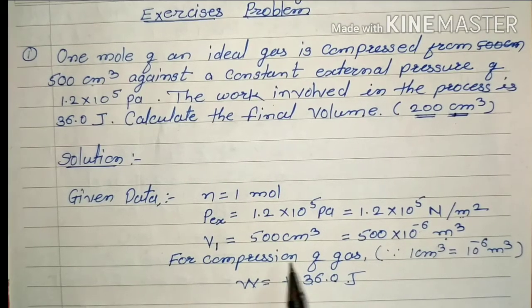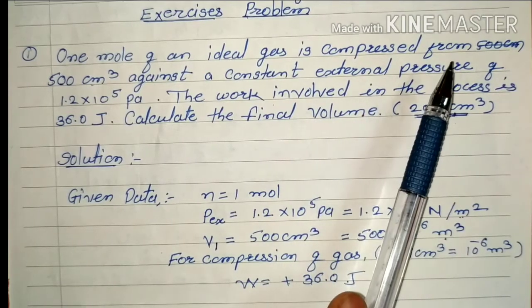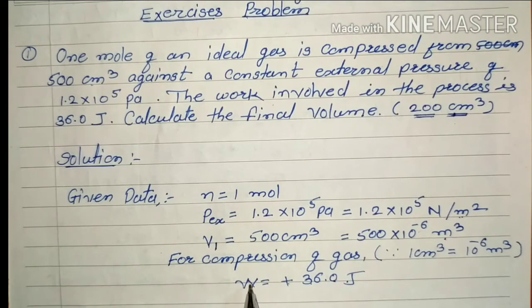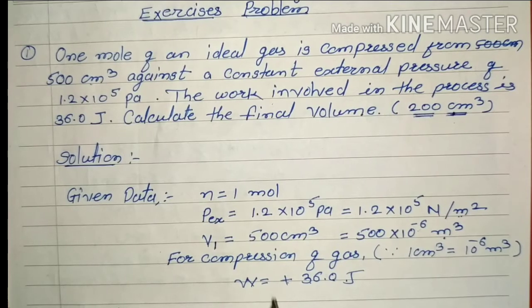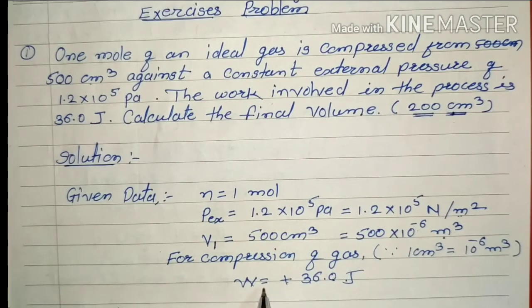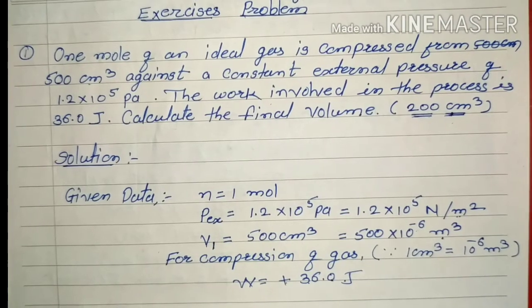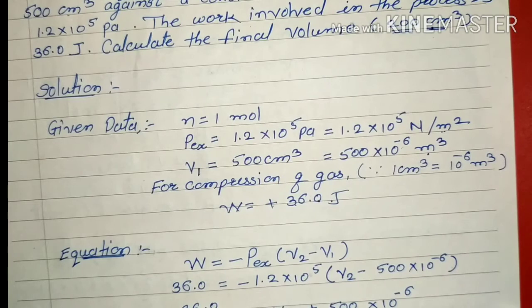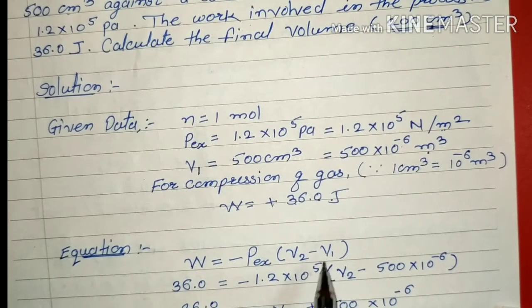The example is the compression of a gas. In the example, compression is given, therefore work done W is always positive. So work is always done on the system by the surroundings, so W is positive. So W is equal to plus 36.0 Joule. Now our equation is W is equal to minus Pex into (V2 minus V1).